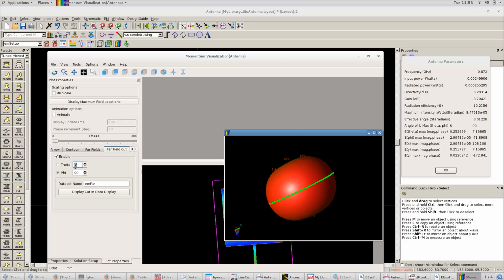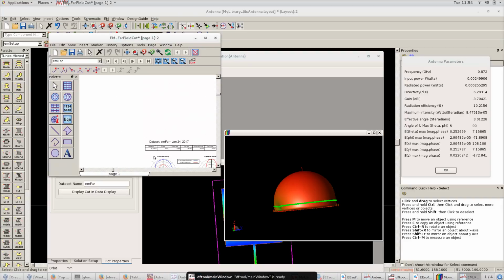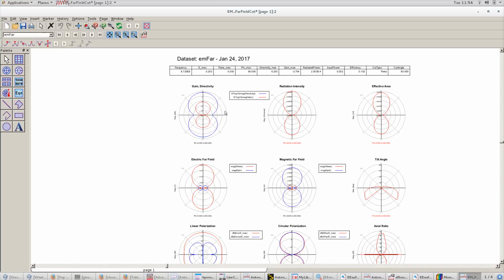I can also do theta cuts, but theta cuts aren't quite as useful because in this particular type of structure, it's going to give me kind of this donut shape once I select it. So I'm going to switch this over to theta, and it gives you a different radiation pattern. Let's say 70. Okay, that's 80. So we'll go ahead and do that one real quick. Now that I have this set up, I can set display cut in data display window. Alright, and so with this cut, you can see that I have two different patterns.